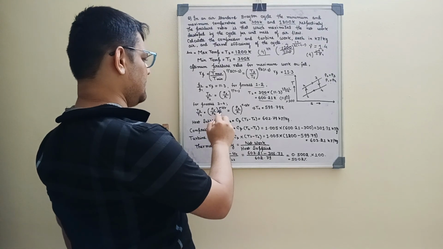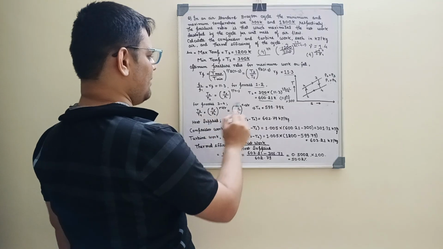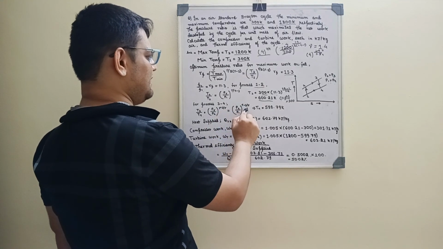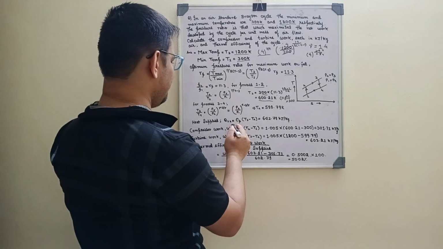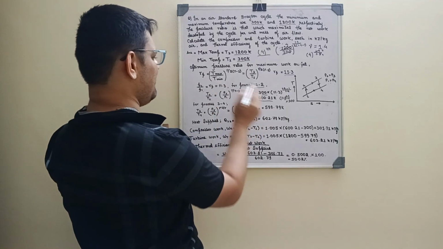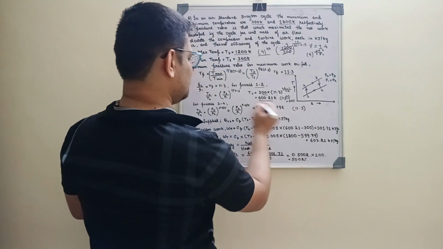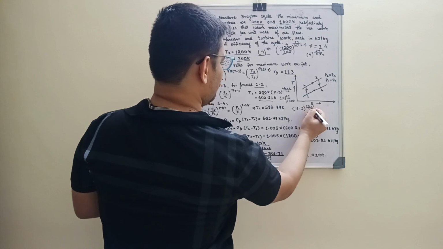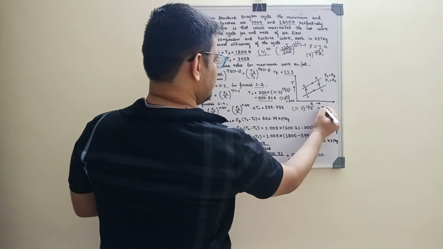So we will put P2 in place of P3 and P1 in place of P4, and this power value will remain the same, gamma minus 1 divided by gamma. Here we will do the same thing. We will put P2 by P1, that is 11.3. So this is 11.3 to the power gamma minus 1 divided by gamma, where gamma is 1.4, and that is equal to T3 by T4.